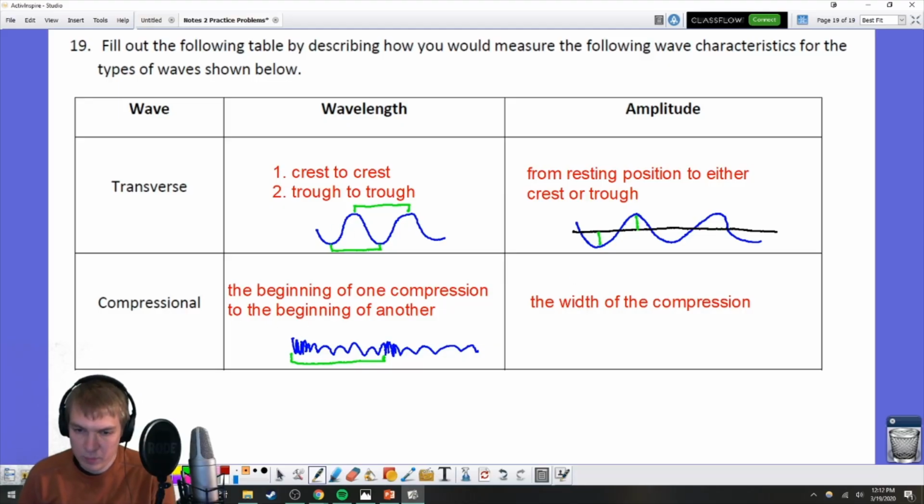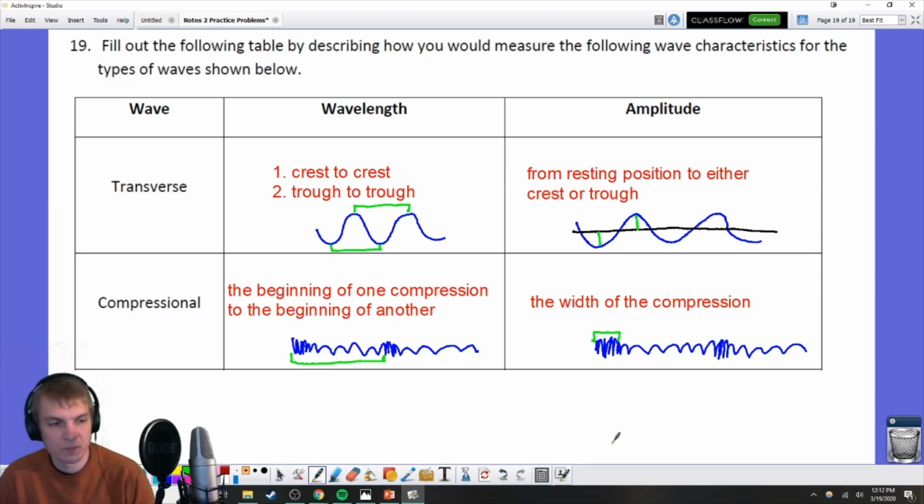And then finally, for a compressional wave, if we draw a compressional wave, we have a compression here and then a rarefaction, and then another compression and a rarefaction. All right, and the actual amplitude is going to be the width of one compression. How much is that compressed? So that's how you measure that. All right, so that's practice problems for notes 2, part 2, 8 through 19.